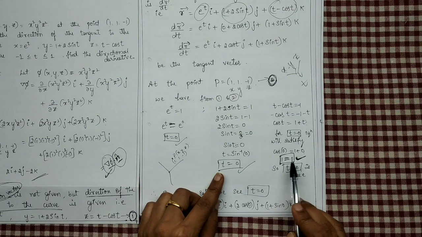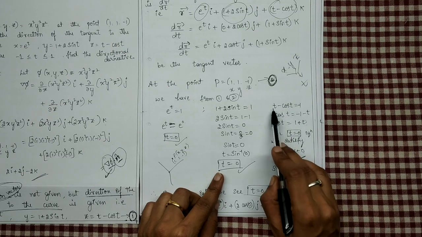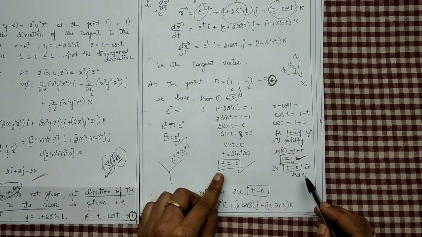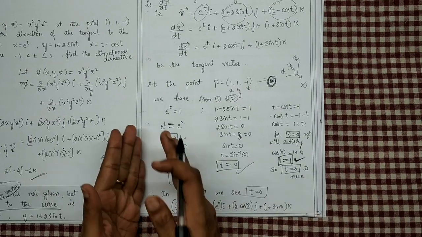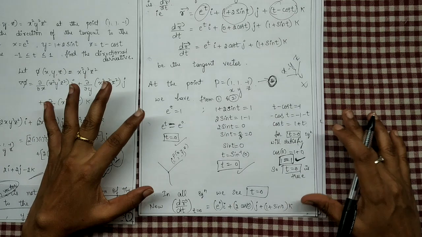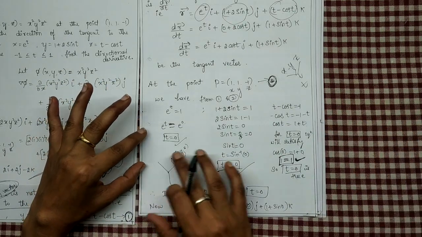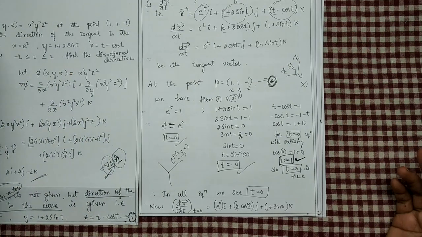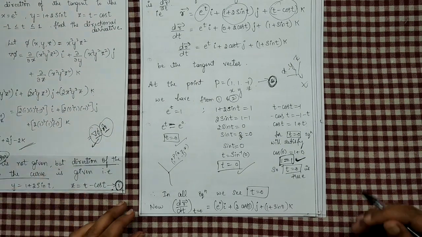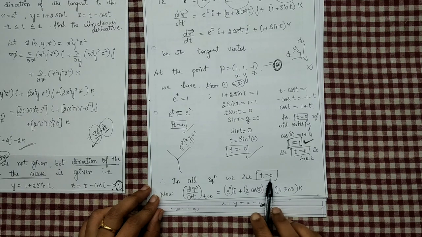Yes, it is satisfying. What is satisfying? t equal to 0 is satisfying for this curve also. Now even in this curve we can write t equal to 0 is true. So in all these three curves we got t equal to 0. In your exam you don't need to find for all the terms. If from any two curves you get the value, then it is fine. You can go on with the further solving of the problem. Okay, in all the equations we see t equal to 0.